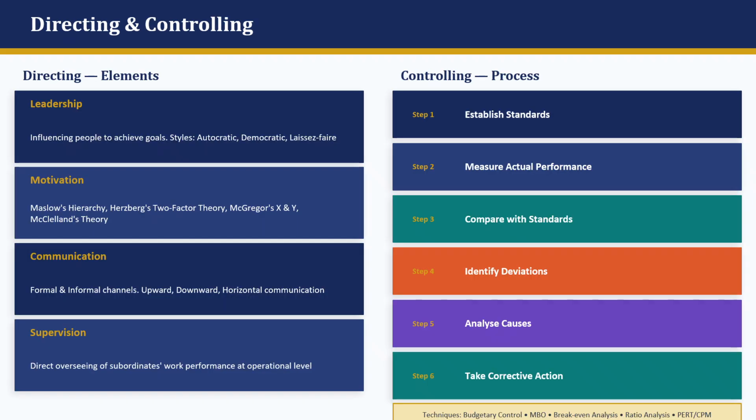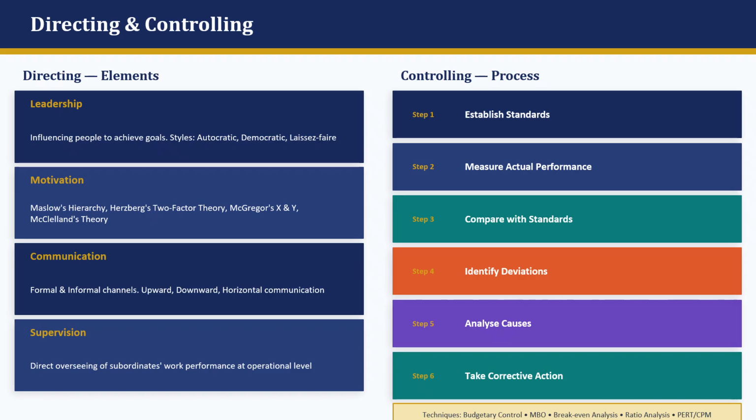Directing and controlling. Directing involves guiding and supervising employees to achieve organizational goals. It includes leadership, which influences people, motivation, which encourages employees to perform better, communication, which ensures the flow of information, and supervision, which involves direct oversight of employees' work. Controlling ensures that actual performance matches planned performance.